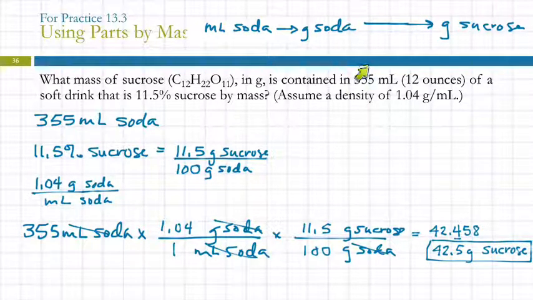The 355 milliliters, because it has a density of 1.04, is going to be roughly 355 grams. And this is smaller than that. If you end up with a mass of your solute that's larger than the mass of the solution, that's impossible, and you probably got something backwards. Any questions?